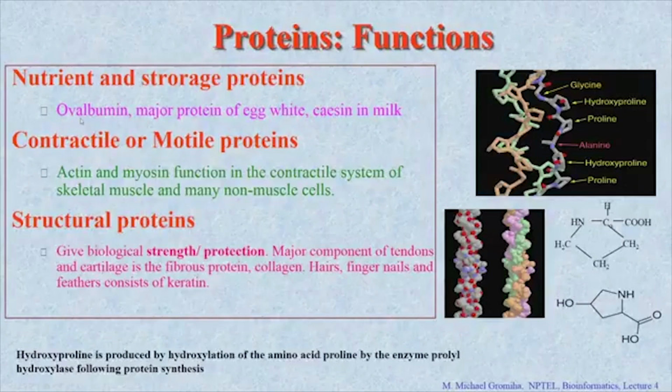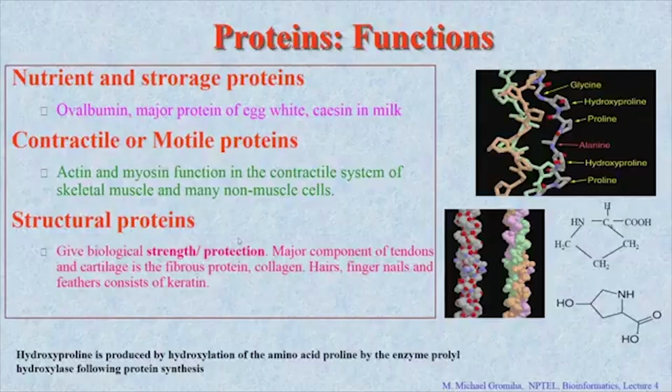There are various nutrient proteins like ovalbumin that is available in egg, like the egg white, and casein in milk and so on. So there are various proteins, they have different functions in living systems, and we have these proteins for the proper function of our body and all the cellular processes.